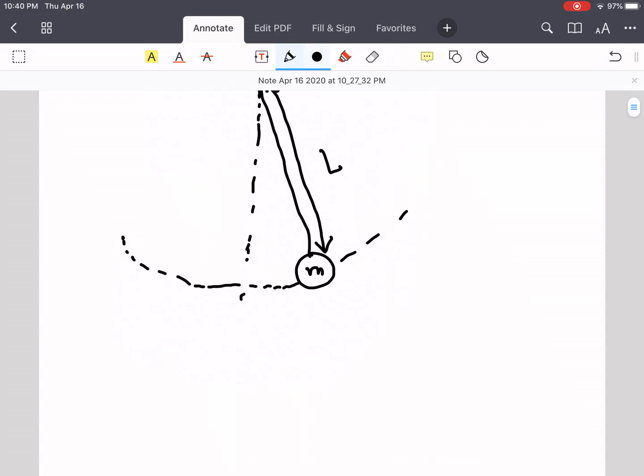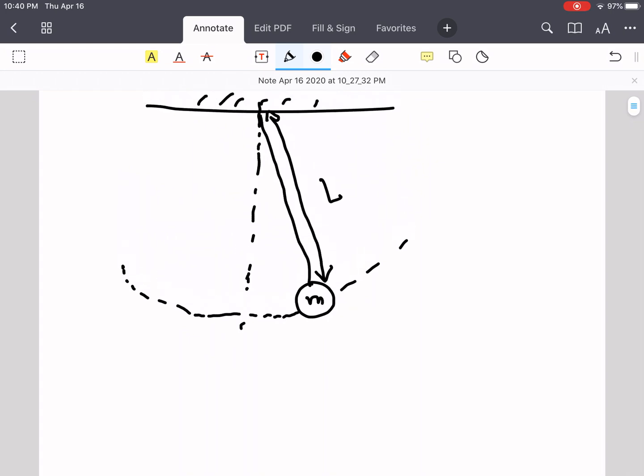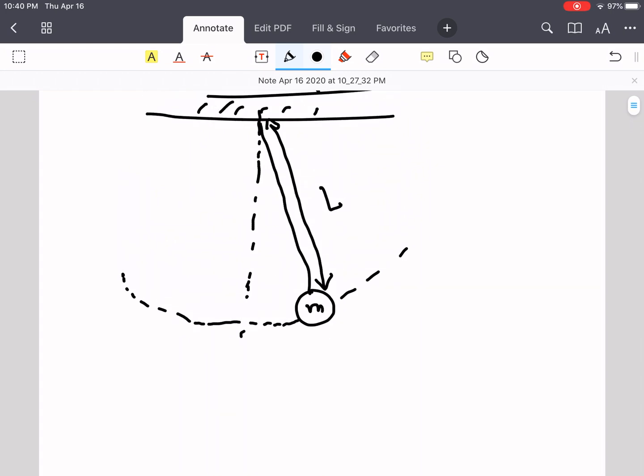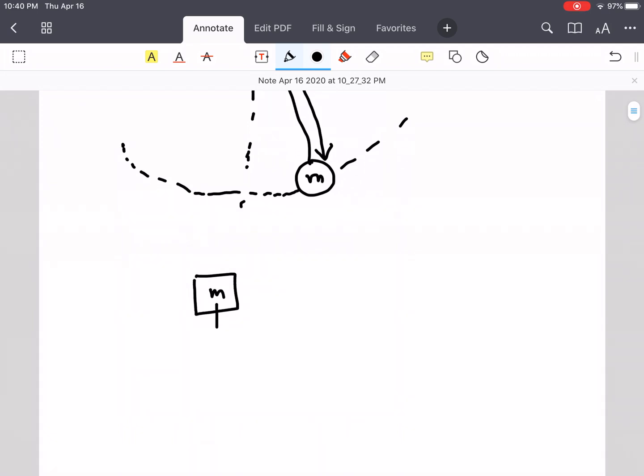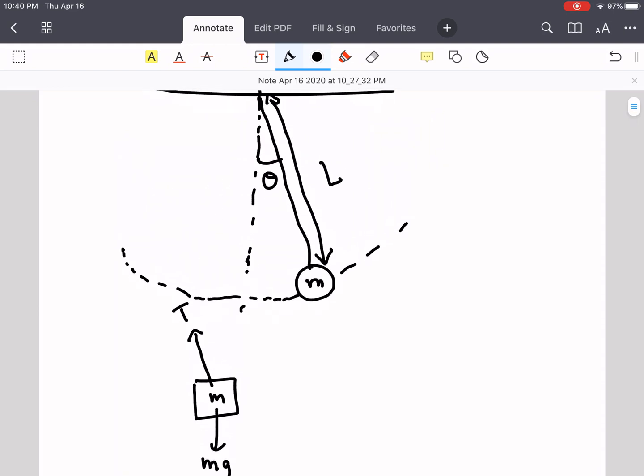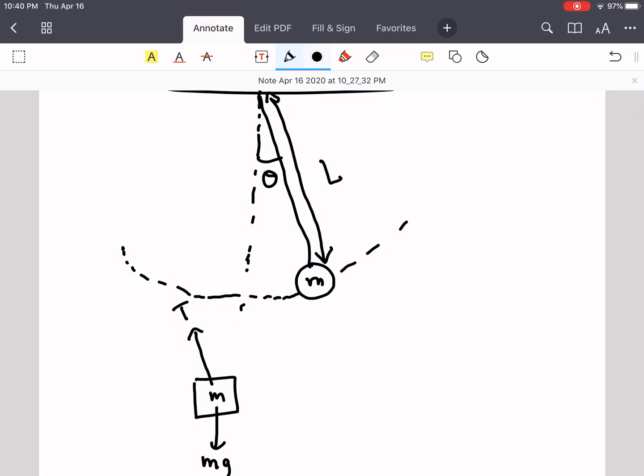And if I want to know how that happens, I simply need to look at all the forces acting on that mass. So here I'm going to draw an angle theta, which is the angle that it makes with the vertical. And I'm going to simply draw my free body diagram for that mass. So we'll start out by drawing it in this way. Gravity goes straight down and the tension goes up and to the left. Okay? Those are the only two forces acting on the object.